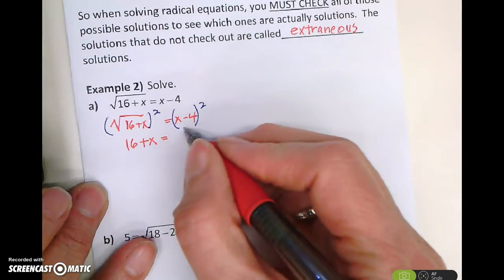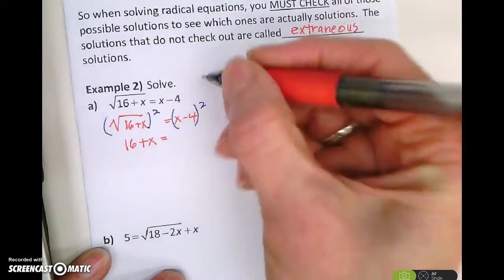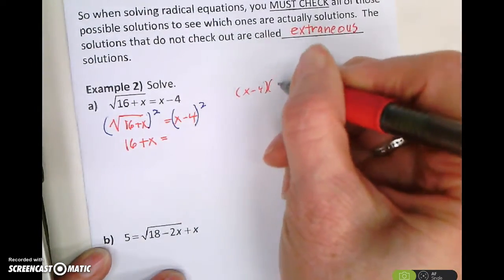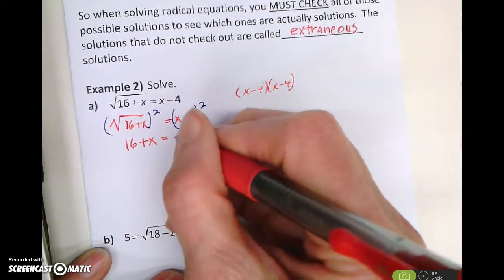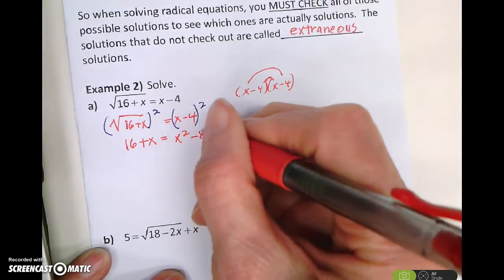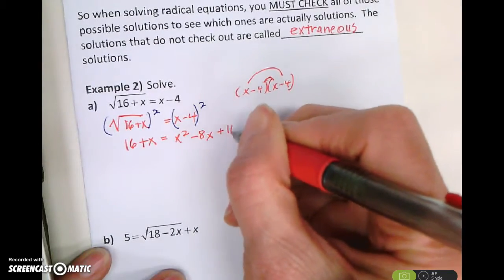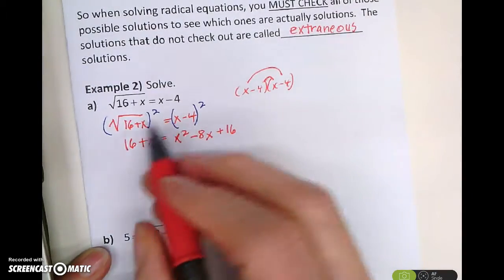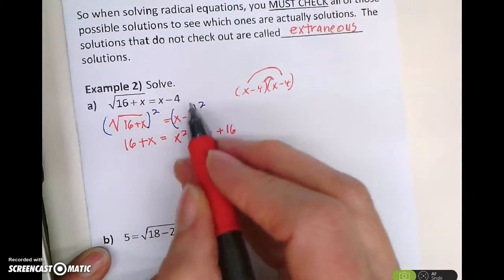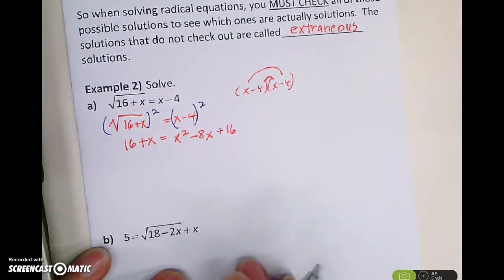And now I'm going to need to multiply this out. So this is going to actually be x minus 4 times x minus 4. So remember that when we do that, we're going to get x squared, and then we get minus 4x, and minus 4x is going to be minus 8x, and then negative 4 times negative 4 is plus 16. So when we square, we're squaring both sides of the equation, and if the side has two terms in it, then we're going to have to double distribute to get that answer.